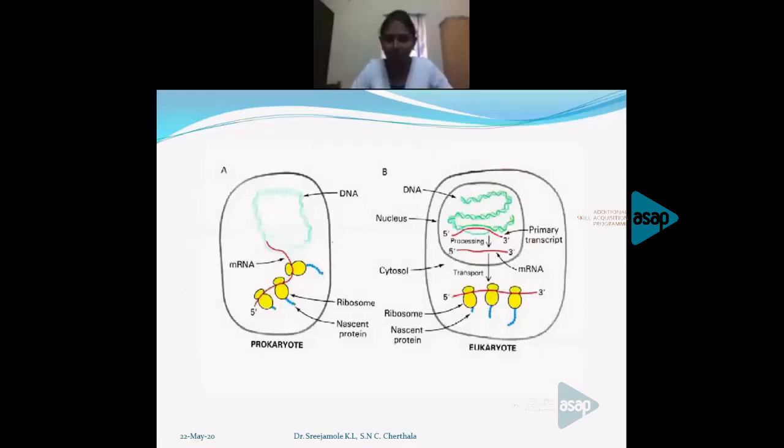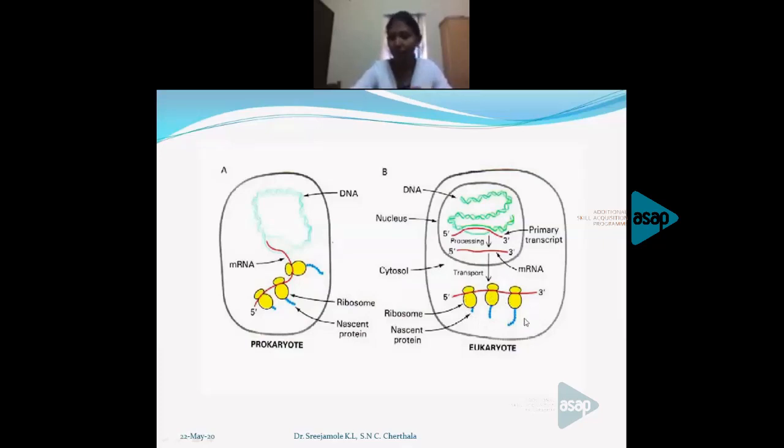So this is the difference between the prokaryote and eukaryote. Here you can see there is no nuclear membrane barrier, so the mRNA that is being transcribed is translated as such or simultaneously. But in the case of eukaryotes, you can see here there is a membrane barrier, the nuclear membrane. The transcription happens in the nucleus, and after that mRNA is transported to the cytoplasm, and then translation happens.